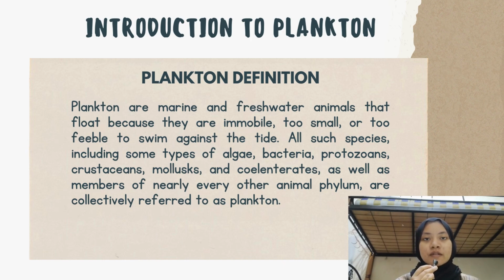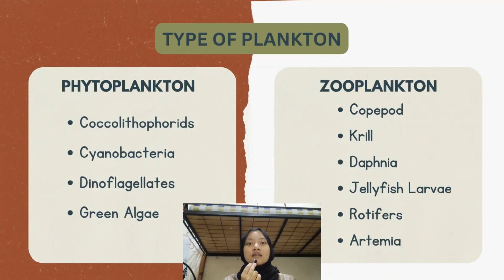It includes a wide range of species such as algae, bacteria, crustacean, mollusks, and any other members of animal phylum. There are two types of plankton, which is phytoplankton and zooplankton. There are several examples of phytoplankton such as diatoms. Diatoms are single-cell algae with a silica gel that forms intricate and beautiful patterns. They are among the most common types of phytoplankton and are crucial for oxygen production.